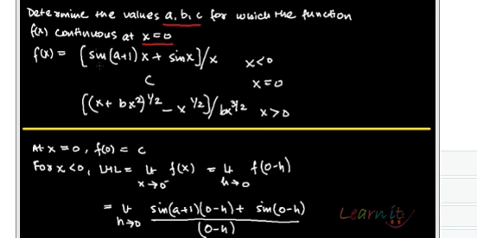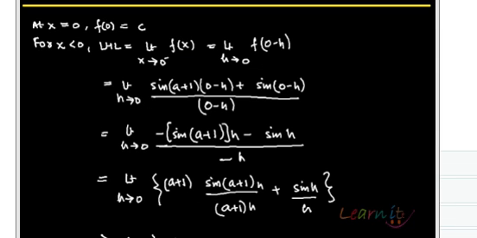And the function is like this: sine of (a plus 1)x plus sine x, all by x, when x is less than 0. When x is equal to 0, it is just c, some constant c. And when x is greater than 0, the function takes the form (x plus bx squared) to the power half minus x to the power half, by bx to the power 3 by 2. So these are the three parts of the function: when x is less than 0, when x is equal to 0, and when x is greater than 0.